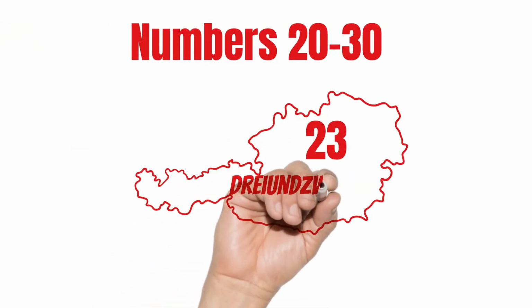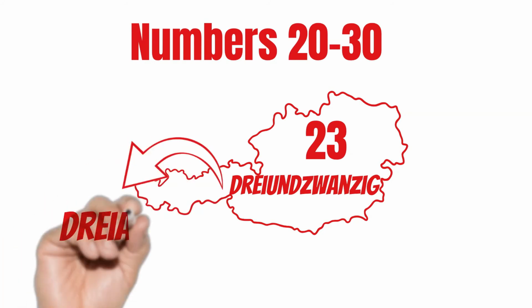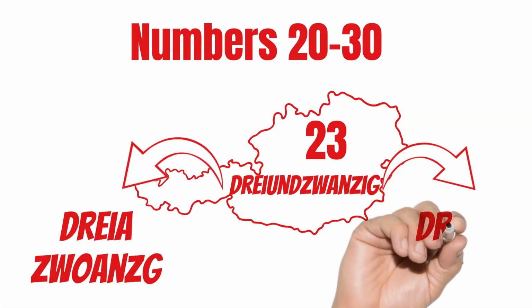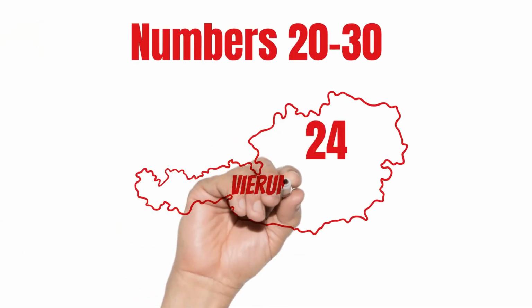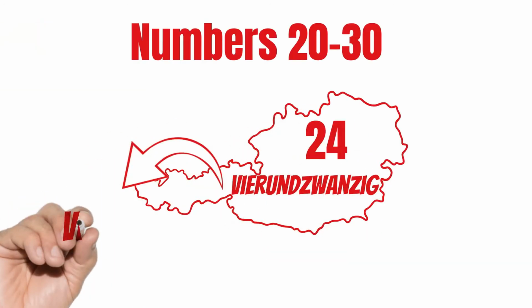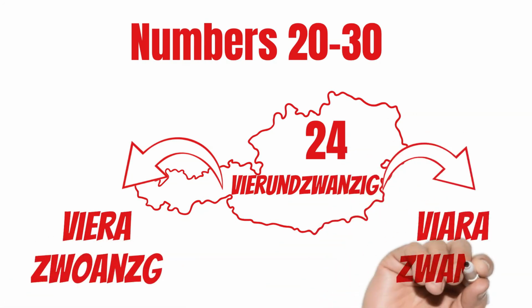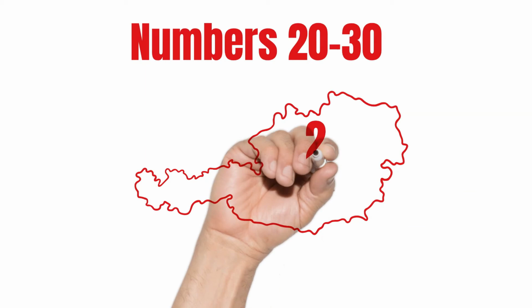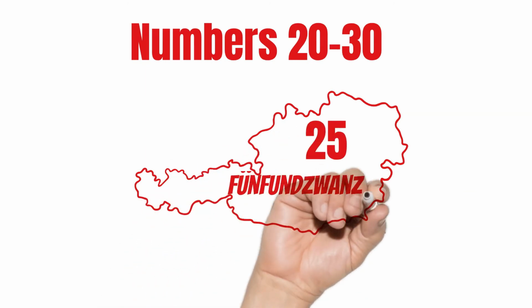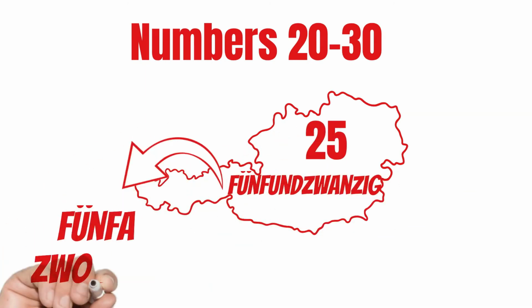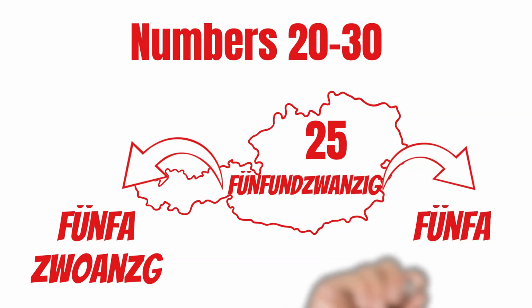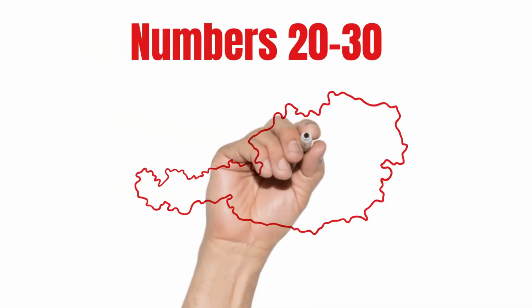23 means 23, and depending on where you live, we will use 23 or 23. The number 24 is 24 in Standard German, and in Austria you often hear 24 or 24. 25 means 25, using Austrian accent 25, respectively 25.